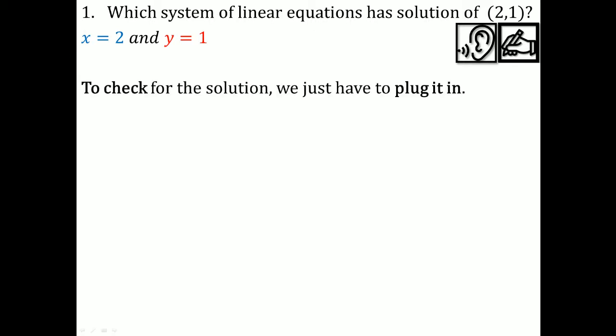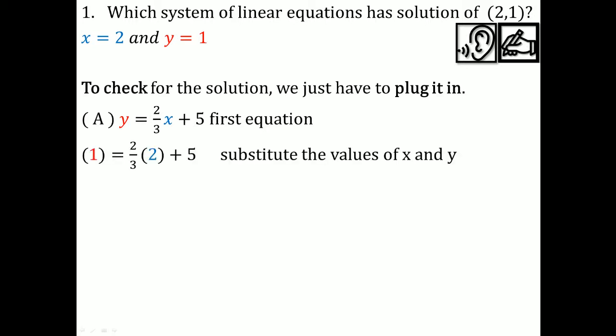Next, to check that the solution is valid, we just have to plug it in, or substitute. We had four options, A, B, C, and D. I'm going to check A first. So y equals 2/3 x plus 5. This is the first equation. To do this, we simply plug in our values. y was equal to 1 and x was equal to 2. So I made that substitution.